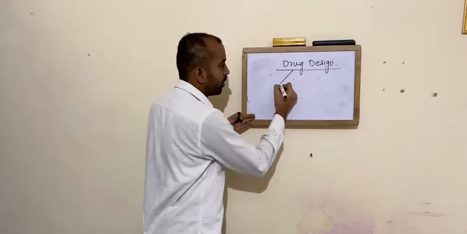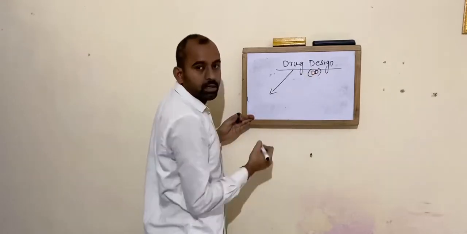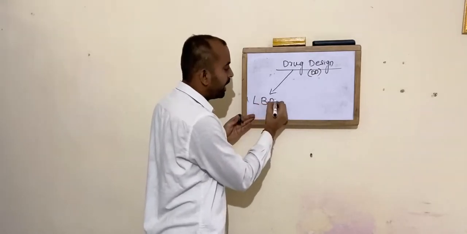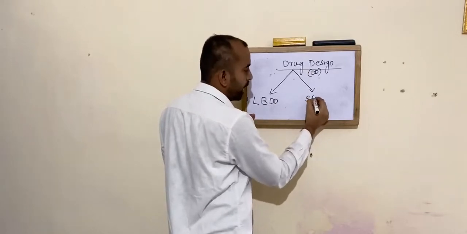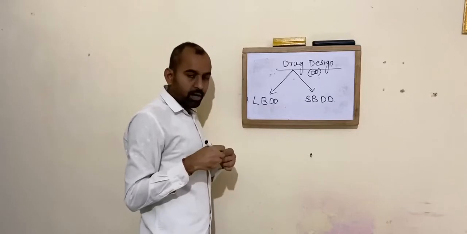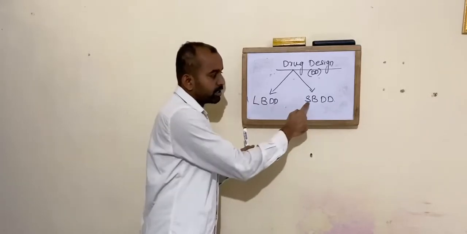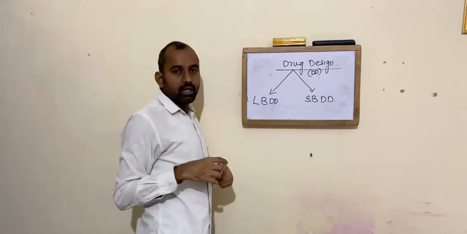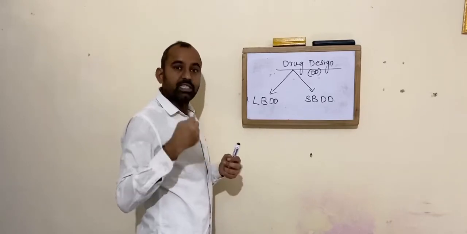So here, drug design, which I am taking as DD, is divided into two parts. One is LBDD, the other one is SBDD. LBDD is simply ligand based drug design or discovery, and SBDD is structure based drug design or discovery. It is generally not termed as discovery, it is termed as design.